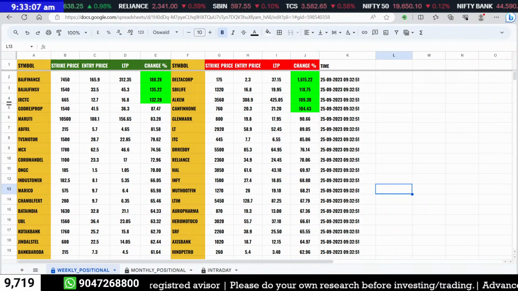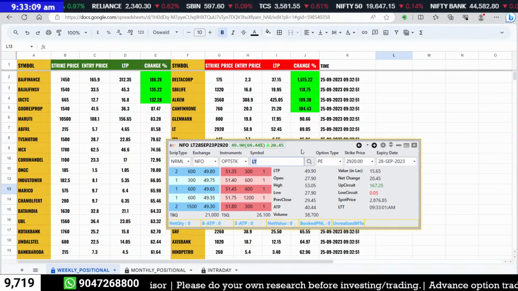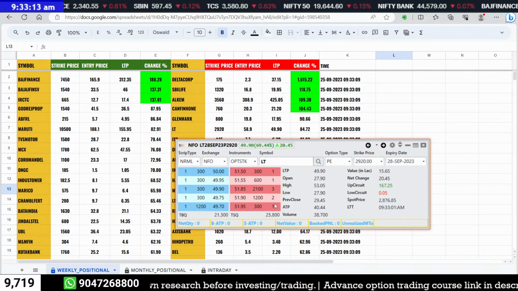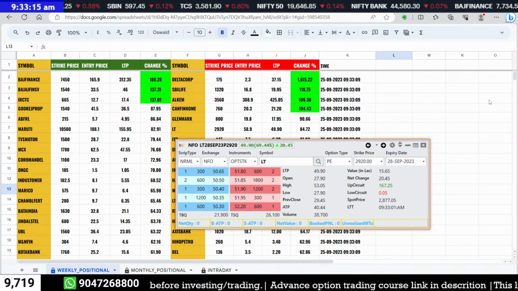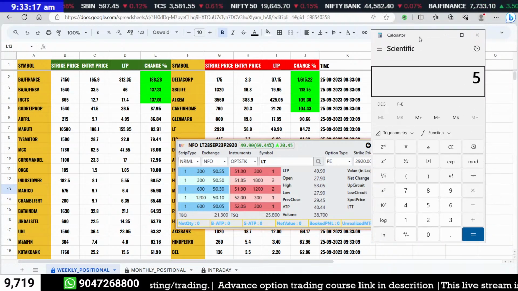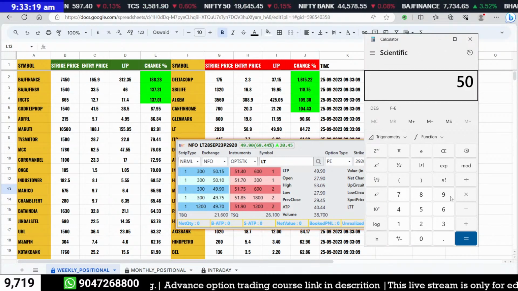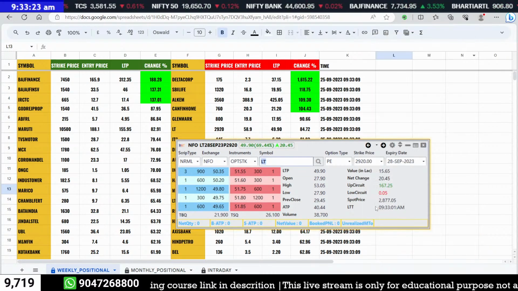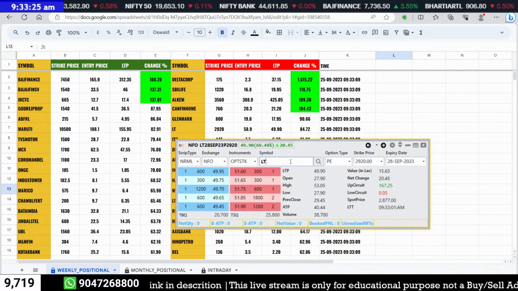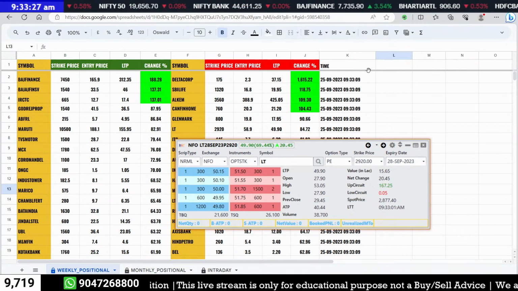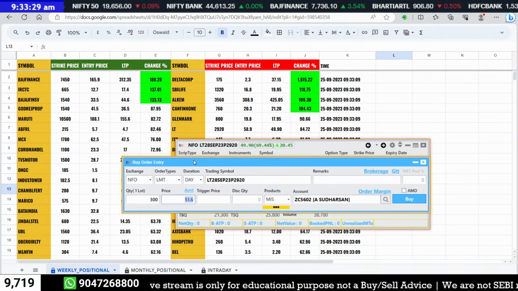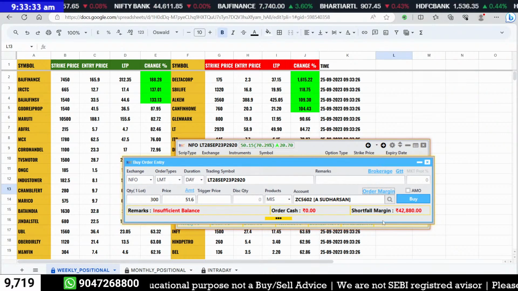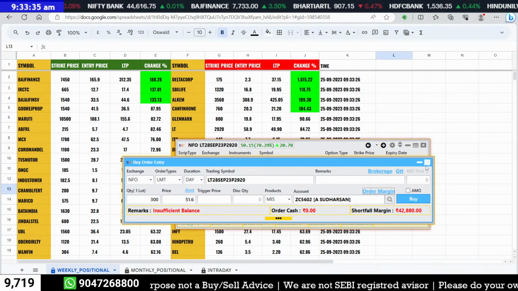So I can show you what the margin required is. For example, if you are calculating L&T with the lot size, what is the premium required for the traders? Almost 51 or 50 into 300, so almost 15,000. But if you are placing orders in this, it will require a margin of something around 42,000. Okay, so that is the reason: physical delivery.